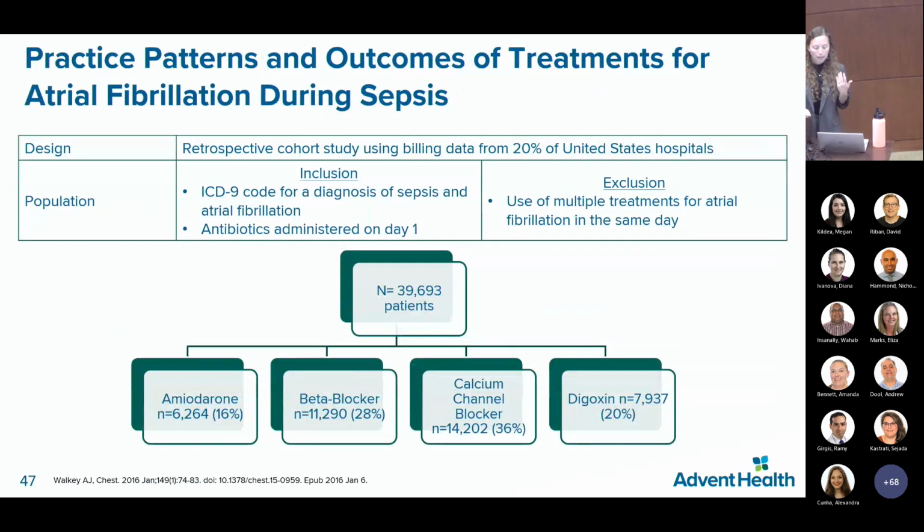So that brings me to my next study that compared outcomes, specifically mortality, based on what rate control agent was used. But this study included a larger population with a larger proportion of patients receiving beta blockers. This was a retrospective cohort study that used billing data from 20% of U.S. hospitals, and they included patients using ICD-9 codes to determine the patients that had a diagnosis of sepsis and AFib. All patients with a diagnosis of AFib were included, whether it was new onset or pre-existing.